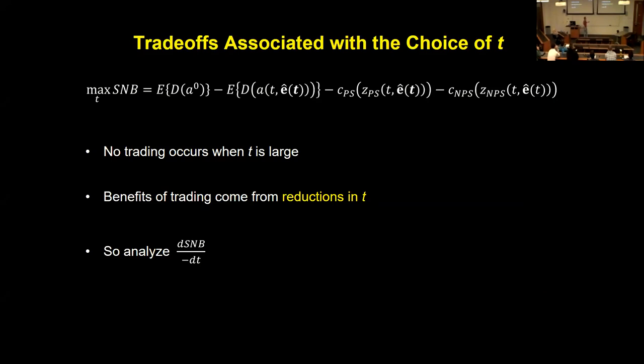Note that no trading occurs when T is large. If, again, T is very large, it's going to be very expensive for the point sources to buy non-point permits. They're not going to want to do that. And so there'll be no trading. The benefits from trading really come from reductions in T. And so I'm going to analyze the change in social net benefits for a negative change in T, just to make it so that when you look at T getting smaller, you can think in your head, well, this should be where there's more trading going on. The market should be expanding somehow.